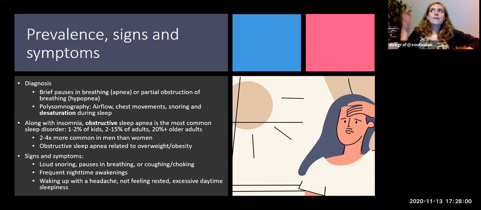What often brings people in for a sleep study is that they know that they snore really loudly, or the person they sleep with observes that they stop breathing frequently at night, or they often wake up coughing or choking or even gasping for breath.